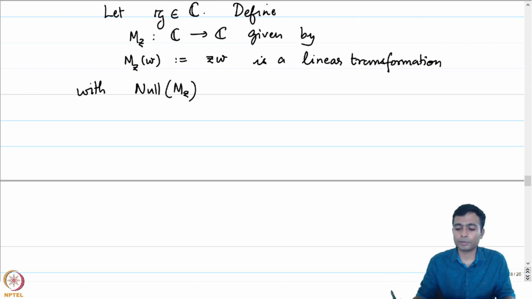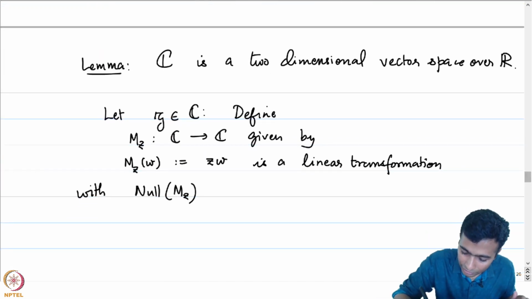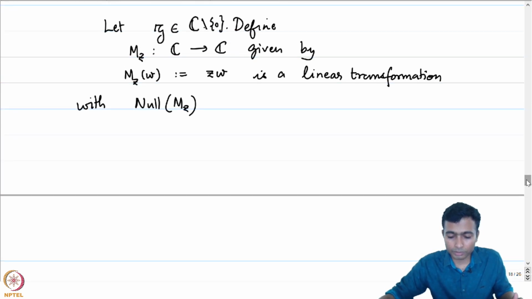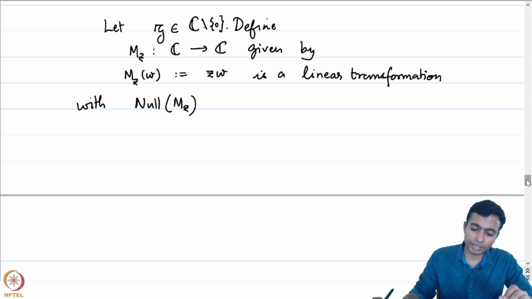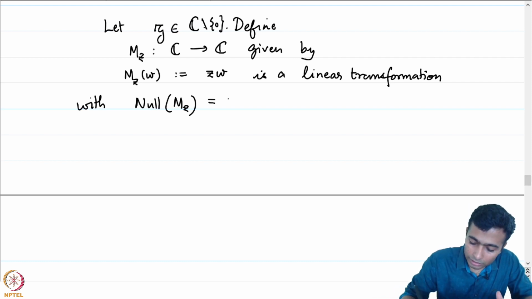But Z times W equal to 0 is, in other words, telling us something. Let me start with Z, which is not the 0 element. If Z times W is equal to 0, that would mean that Z is a 0 divisor, if Z is a non-zero element. And we already checked this in an integral domain. Therefore, this cannot happen.